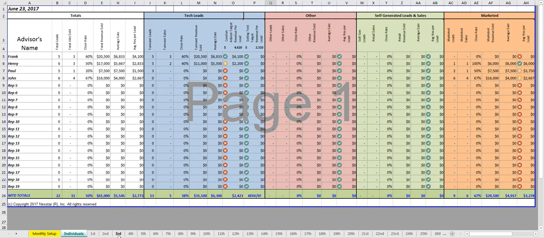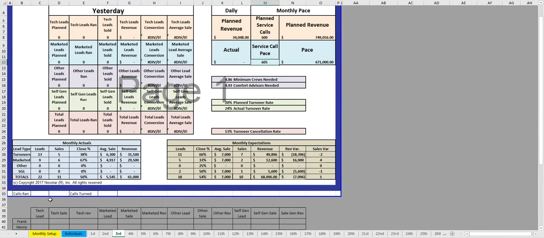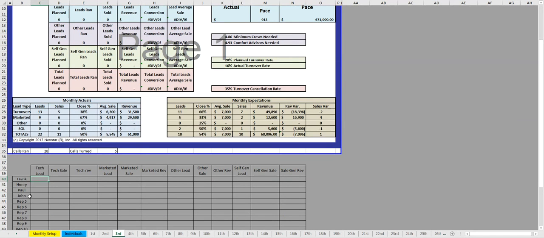So let's go to the next day and just enter another day and show you this. Let's go to the 3rd day. Let's say we ran 28 calls. So we only turned over 5. And let's say Frank was off. Let's say John actually got 3. Closed 2 of them for, let's say, $16,000. All right, let's say Paul ran 2, got 0, and let's say Henry ran 1, got 1 for $5,600. And then we'll throw in some market leads over here on Paul. Let's say he ran 1, got 1 for $7,500.